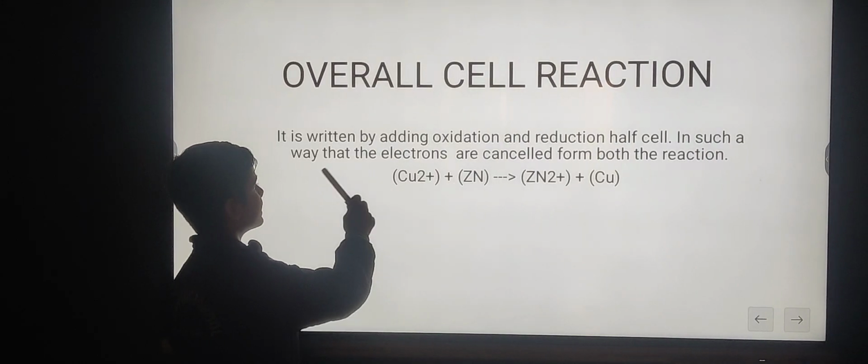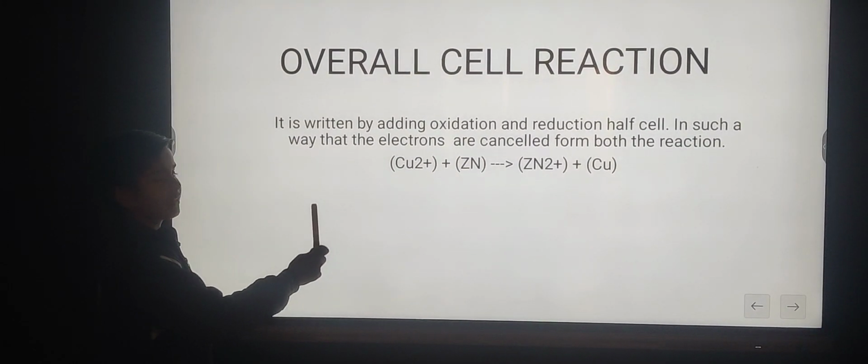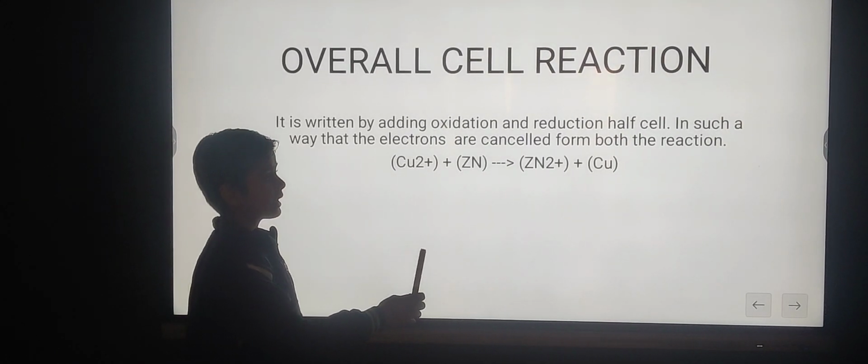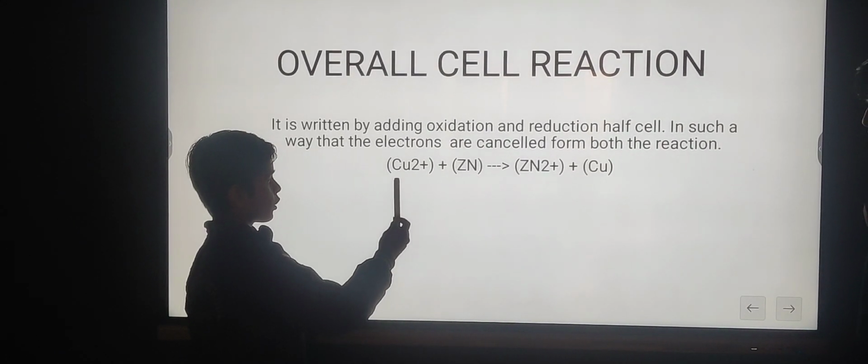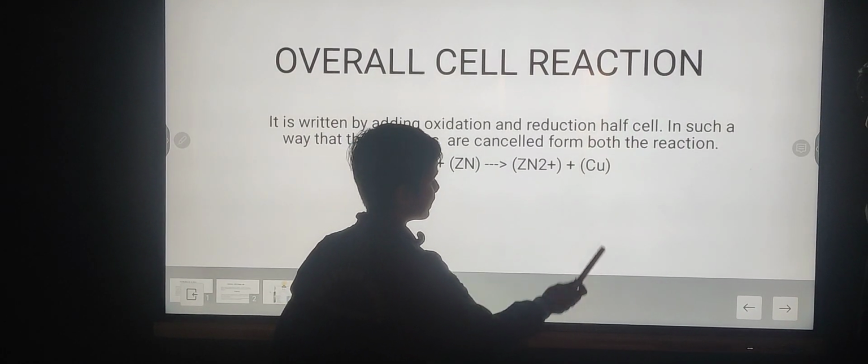Overall cell reaction. It is written by adding the oxidation and reduction half cells in such a way that the electrons are cancelled from both sides. Cu2+ plus Zn gives Zn2+ plus Cu.